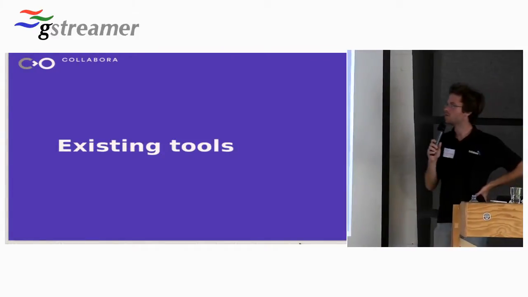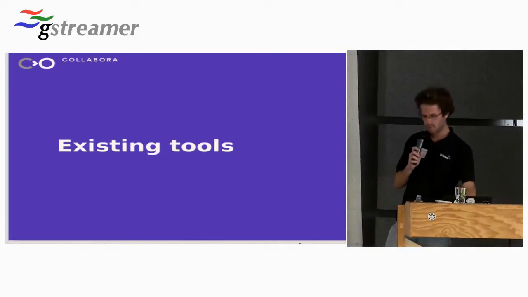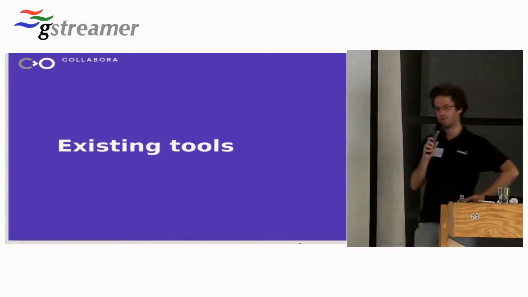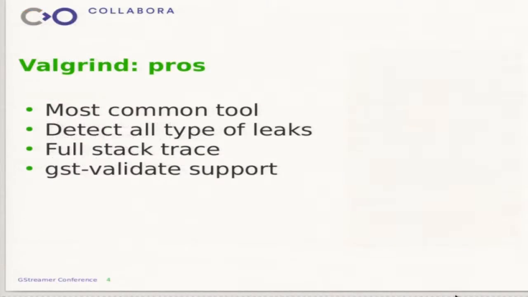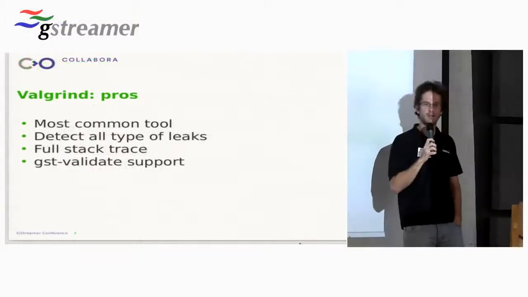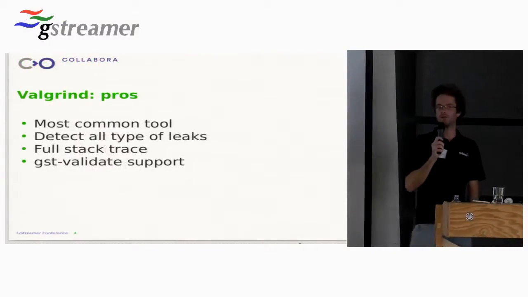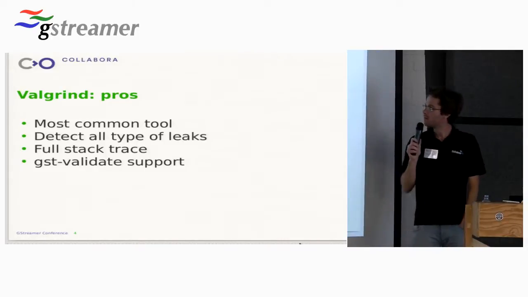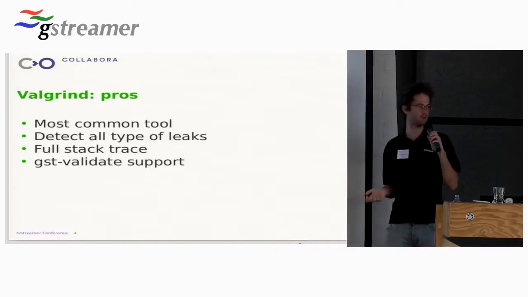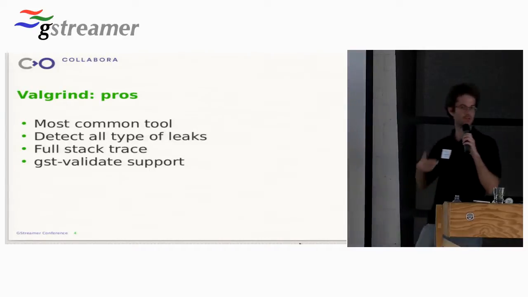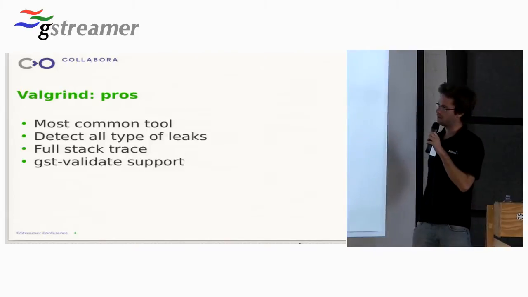For that, we have a bunch of tools which have been around for a while. I'm going to present them first, then what I developed in the last month. The obvious choice when you want to detect leaks is Valgrind, which is very, very common. I guess a lot of Linux developers are using it. It's very powerful. It will detect all different kinds of leaks. So if you allocate a string which is not freed, for example, that's something it will detect.